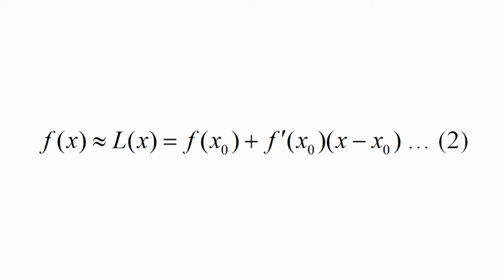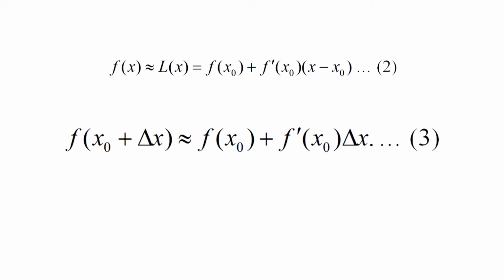Letting delta x is equal to x minus x naught, we have x is equal to x naught plus delta x, and equation 2 gives f of x naught plus delta x approximately equal to f of x naught plus f prime of x naught times delta x. We call it equation number 3.